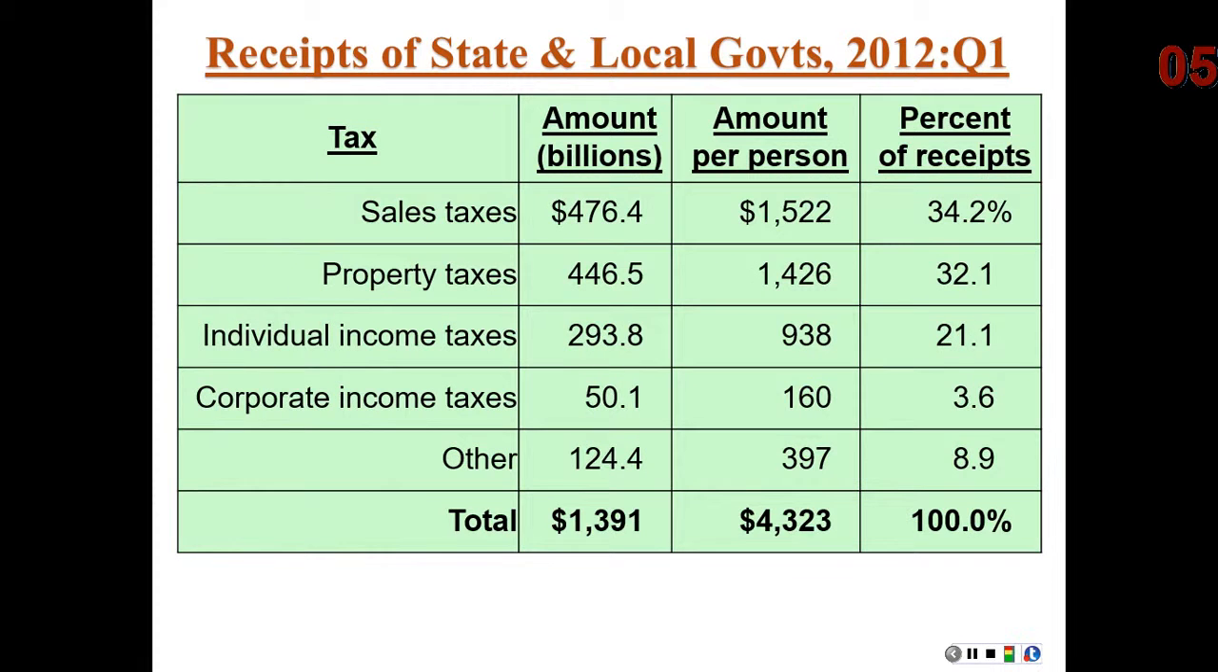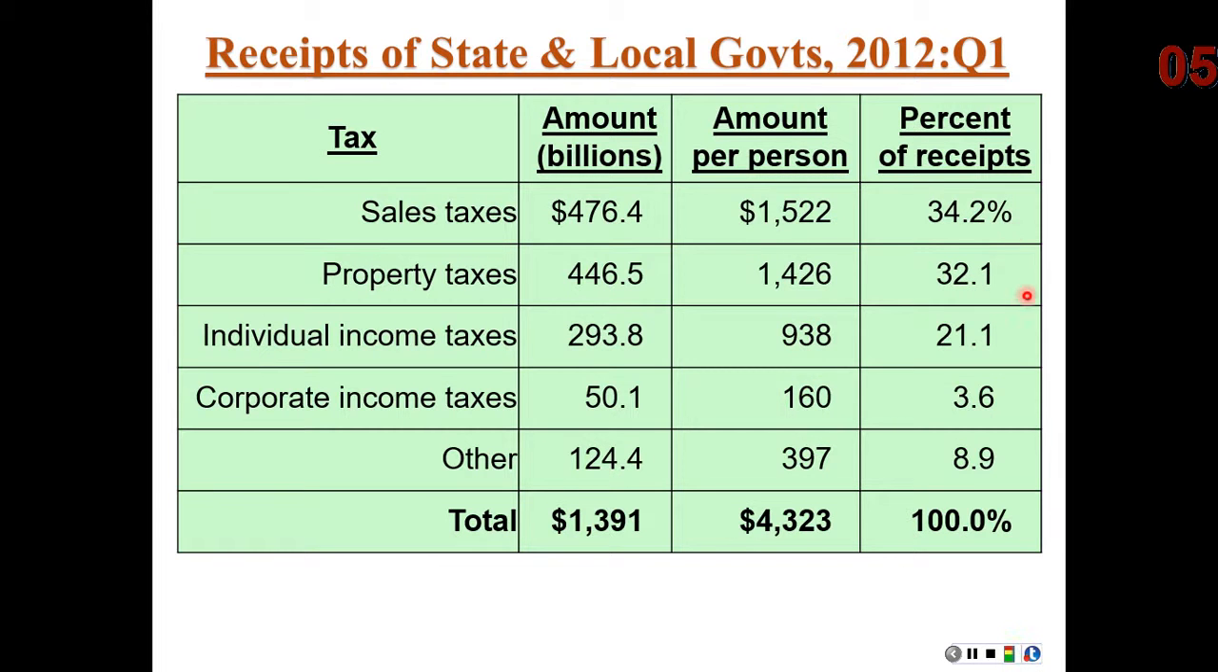Okay, what about local and state governments? How do they get primarily their money? Well, about a third of state and local governments get money from sales taxes, right? Almost every state has a sales tax. Kentucky has a sales tax. Tennessee has a sales tax that's actually higher and applies to more things.